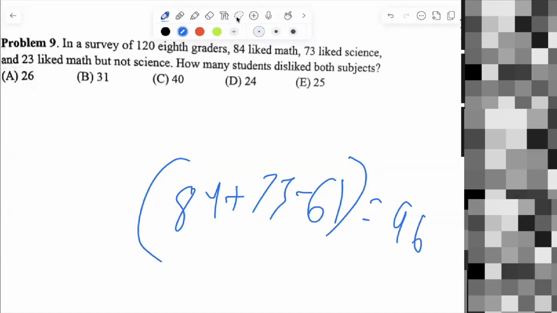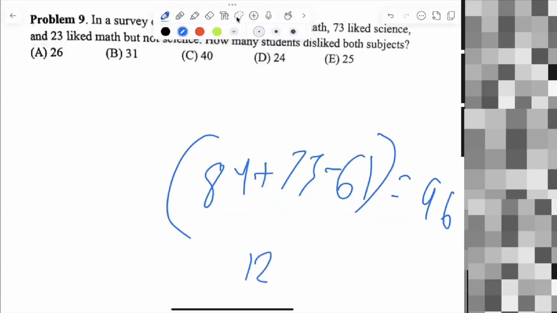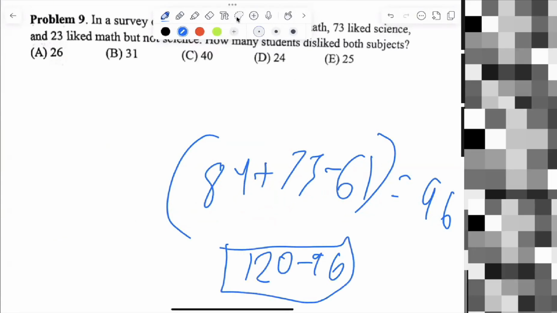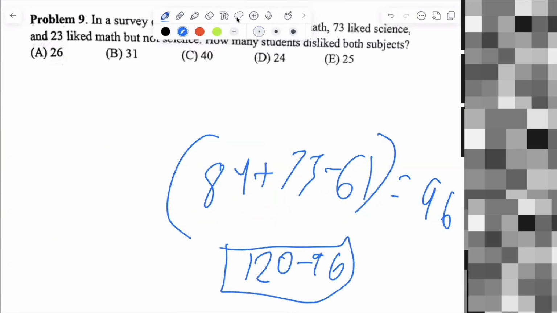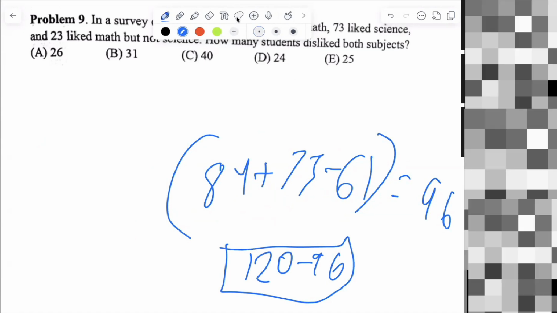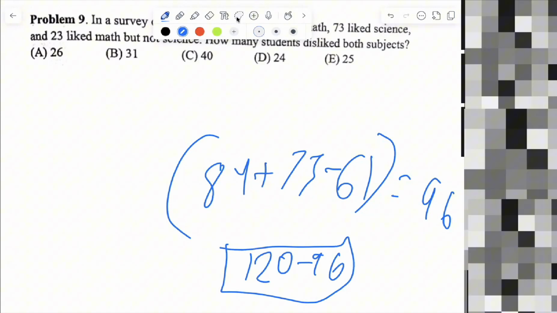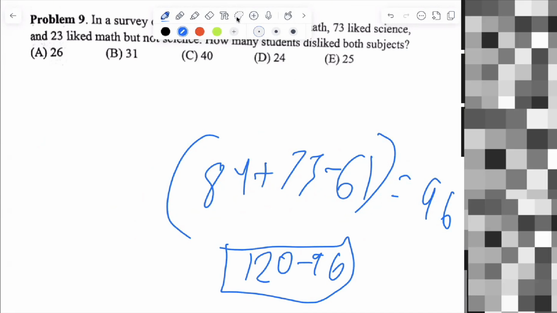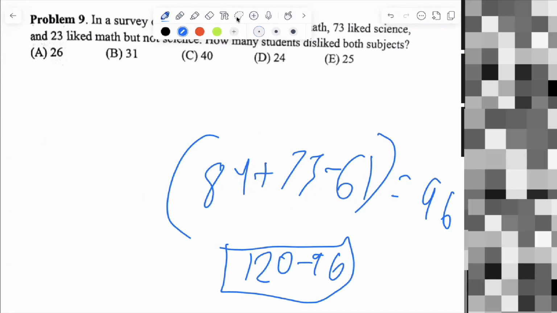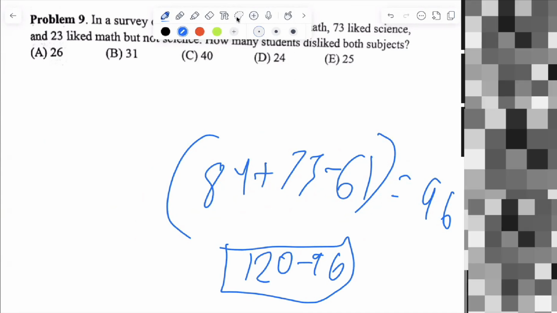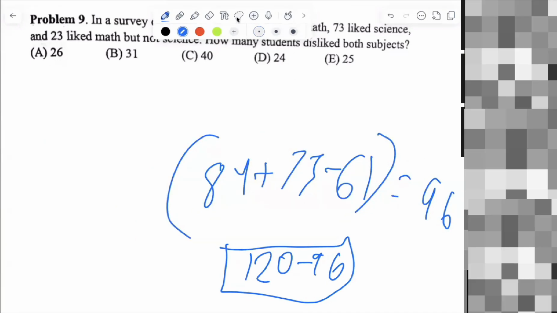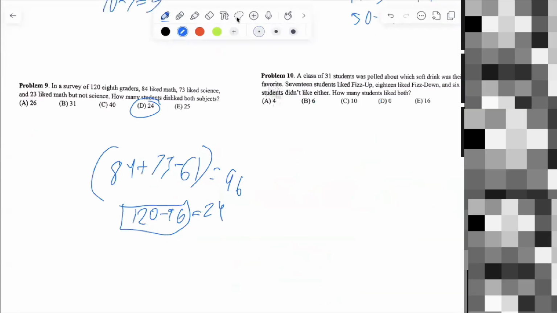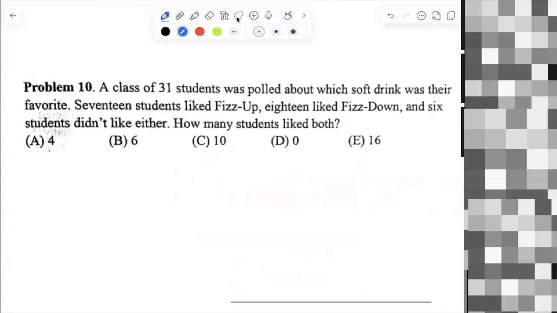96. And then we have to subtract 120 minus 96. Why? Because we know how many liked one or the other, but we didn't find how many disliked both. So basically, we're gonna subtract the number who liked one or another from the total amount. 120 minus 96 is 24. Alright? Let's move on to problem 10.